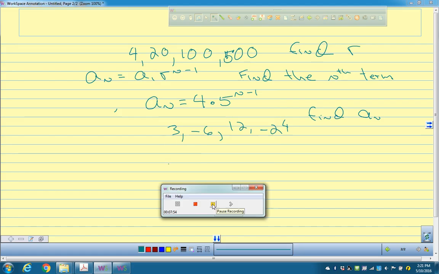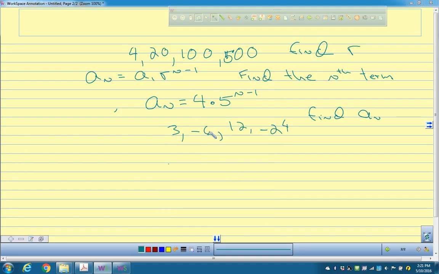Ready? To find r, I just divide this by this. So r, do you all get r is negative 2? Negative 6 divided by 3 gives you negative 2, or 12 divided by negative 6 gives you negative 2, or negative 24 divided by 12. And A sub 1 is 3. So A sub n is going to be A sub 1, which is 3, I would put this in parentheses, times negative 2 to the n minus 1 power.